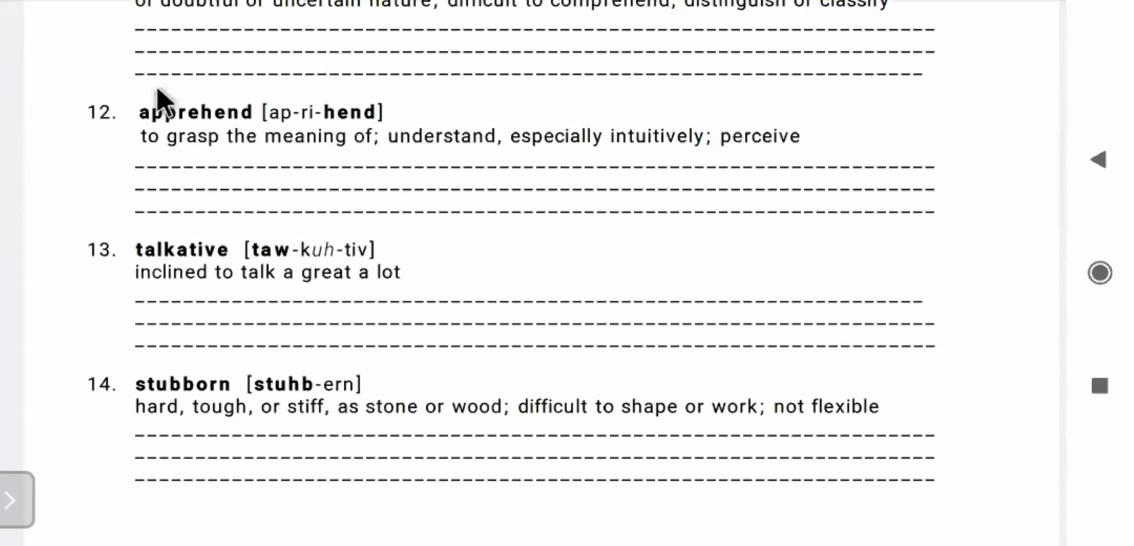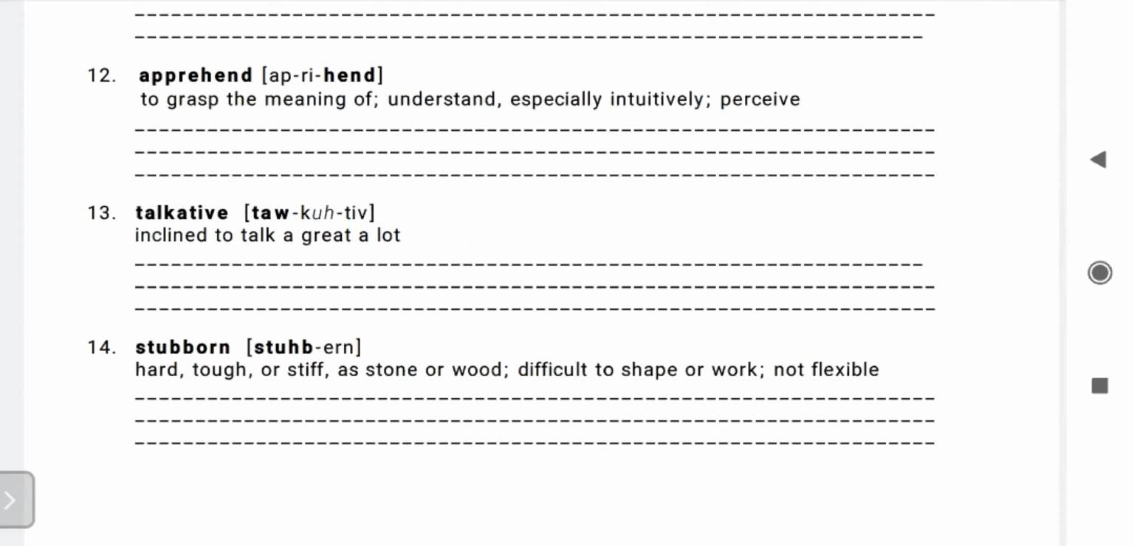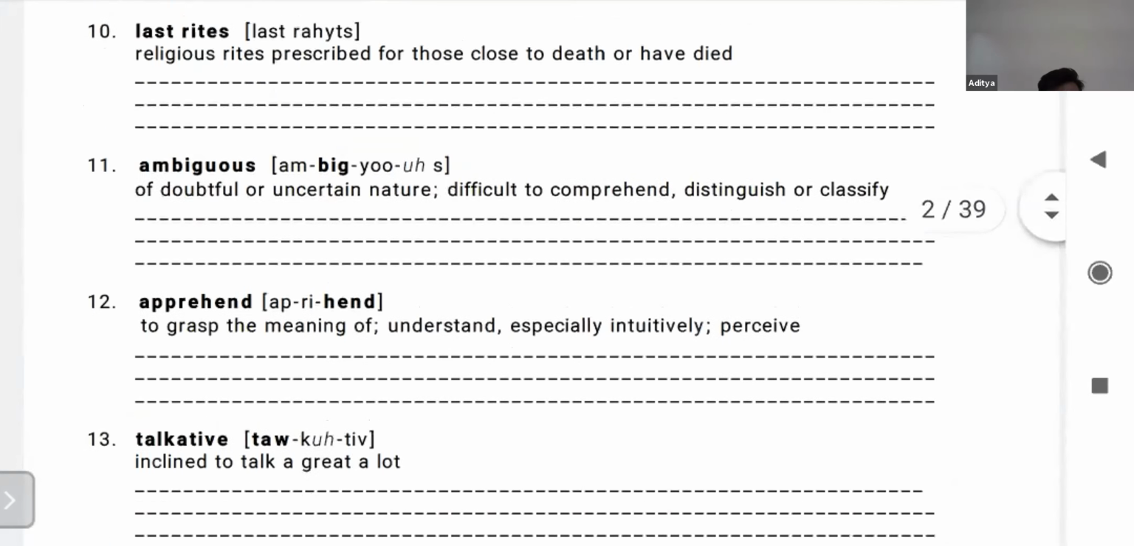Okay, we go on to one more because we're running out of time. Read me this one. Talkative, inclined to talk a lot. Yeah, he was a talkative person. And you don't know the next one, stubborn, etc. So I'll send you one more page and maybe even one more. No, this is it. Okay, yes.